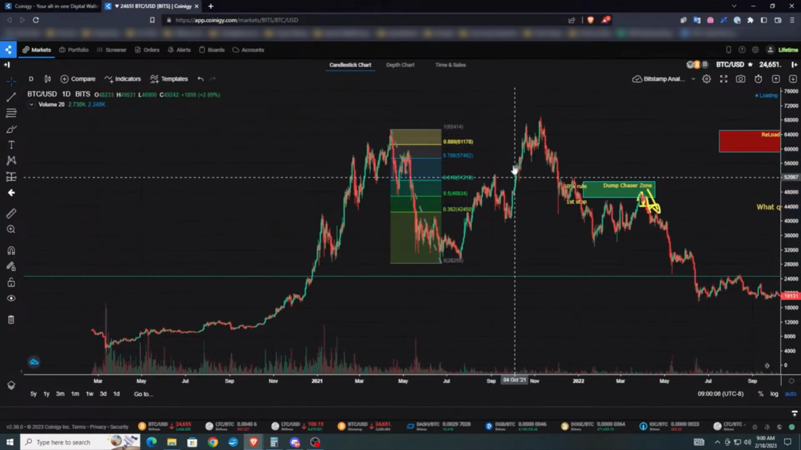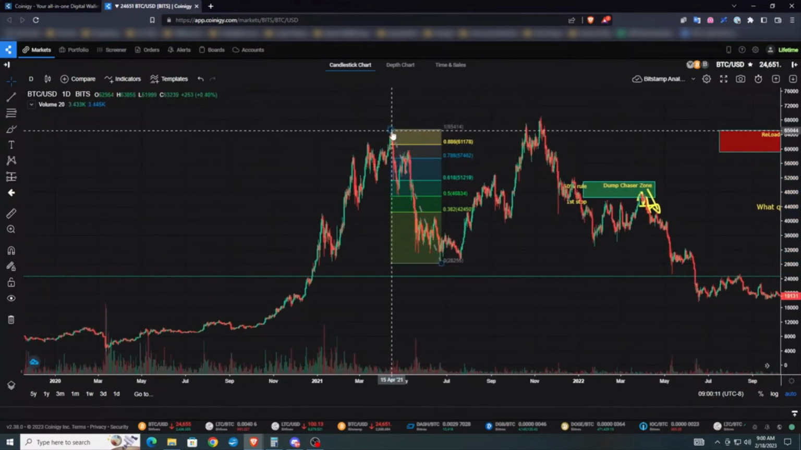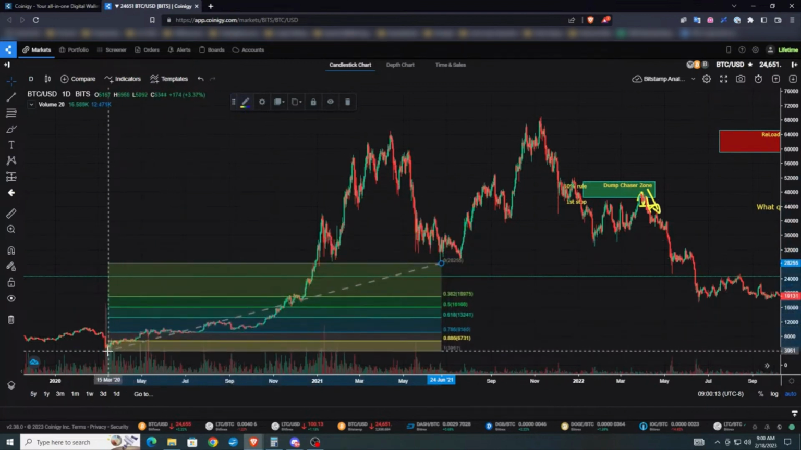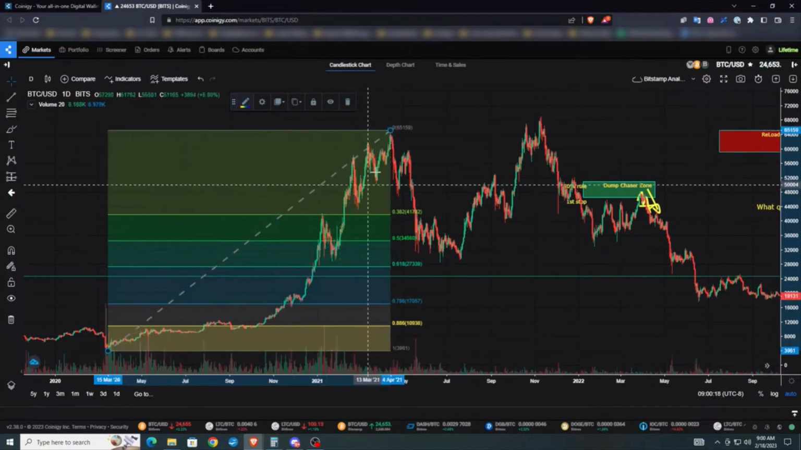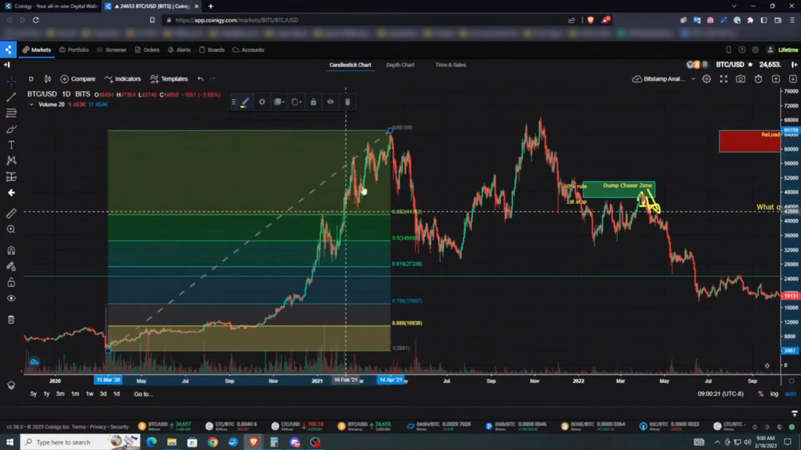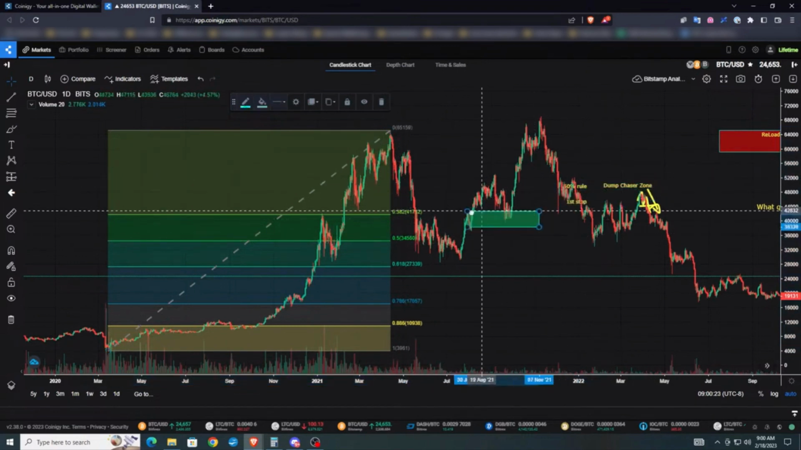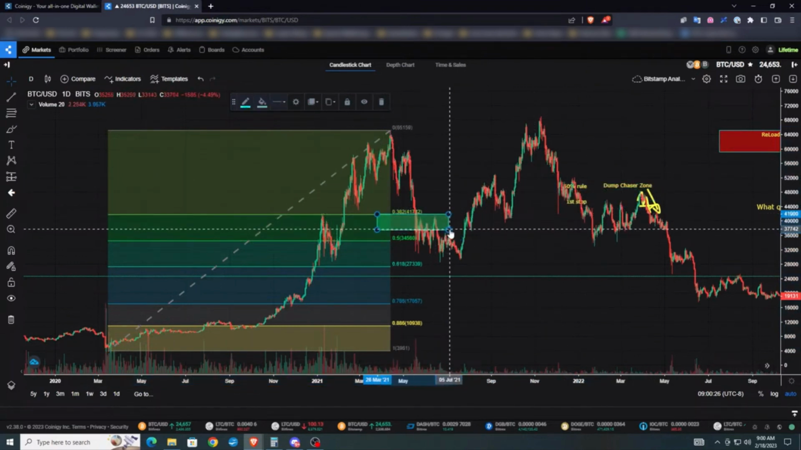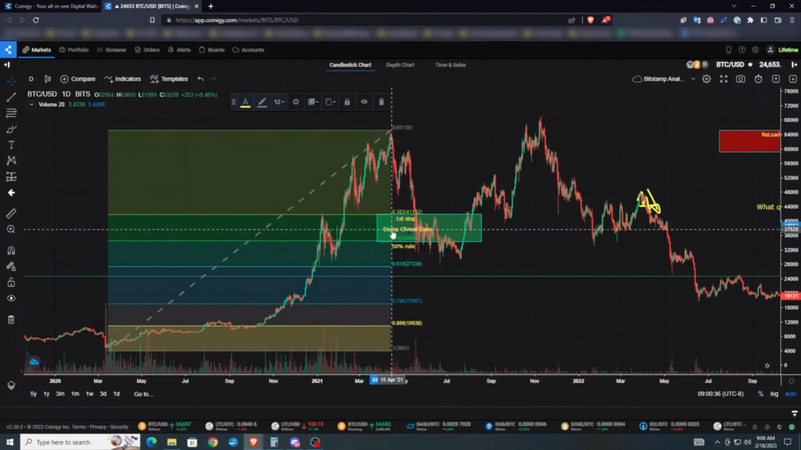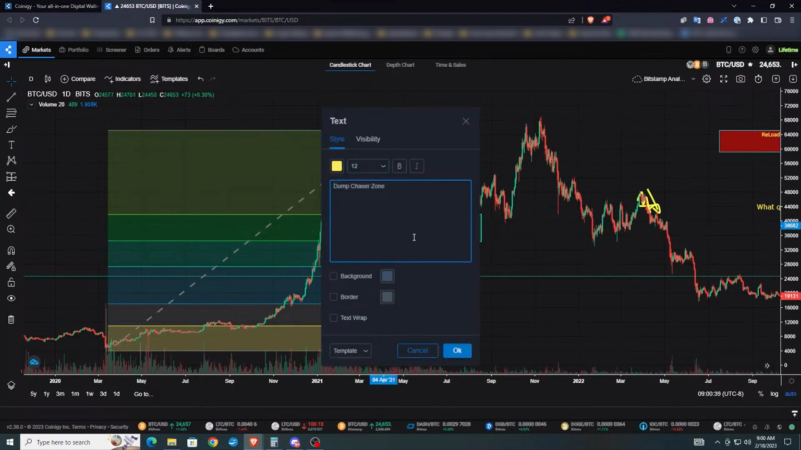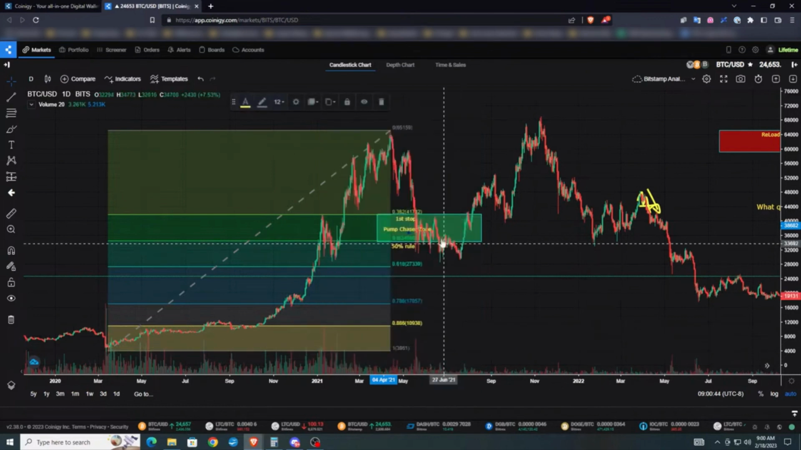What I might suggest with this particular study is if we actually go the other direction, and let's say we had this really big rally, and we were thinking maybe we want to join this rally. Notice the 38.2 to 50% level, we can draw that on our study. And in this particular case, we'd actually call this the pump chaser zone, which I like. That works well for me.